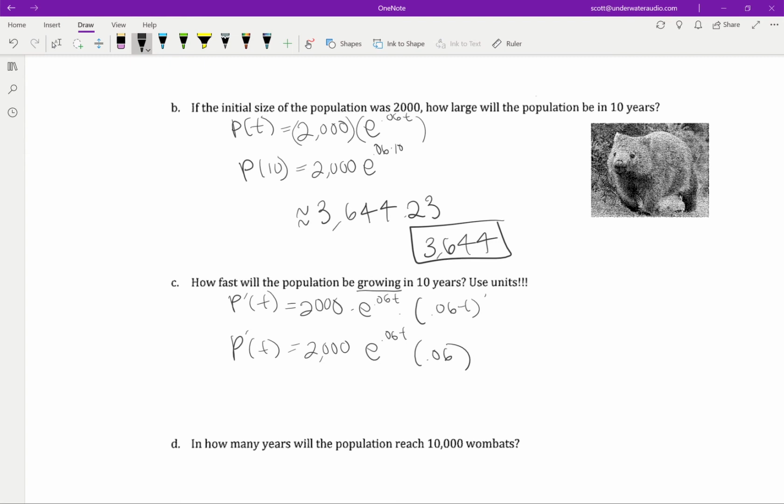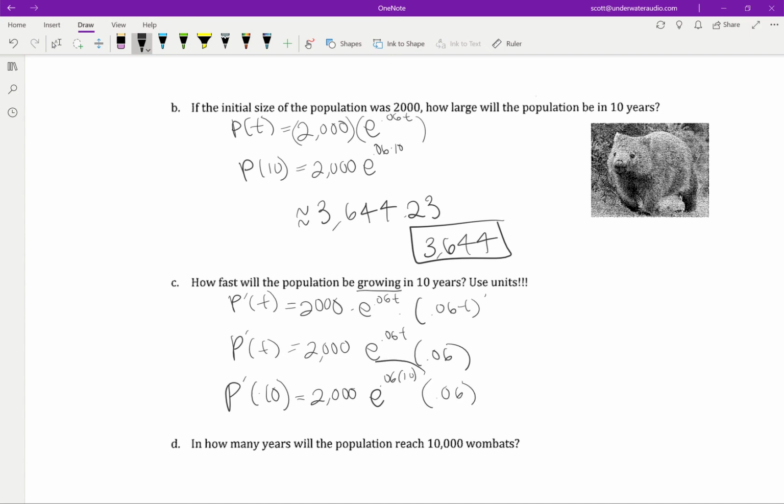This is an interesting moment because I'm about to do P prime of 10, since I want to know what's happening 10 years later. I already know that this part right here is the same thing as P of 10. So let me write that. 2,000 e to the 0.06 times 10, and then all of it times 0.06.